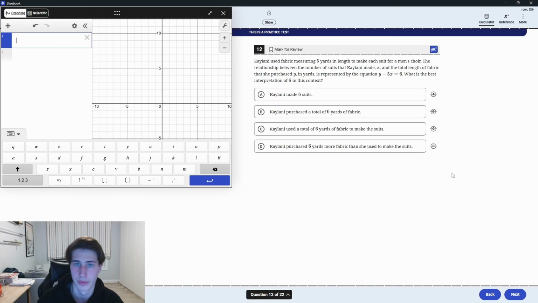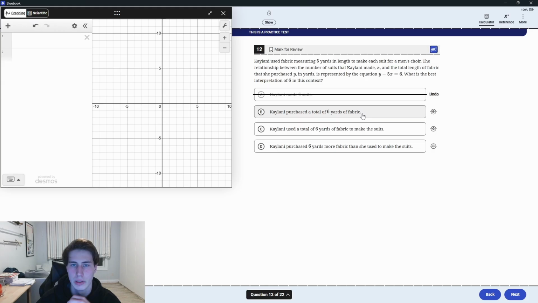So let's see. Kaylani made 6 suits. That doesn't make sense because x is how many suits she made, and 5 goes here, not 6. So that one is not correct. Kaylani purchased a total of 6 yards of fabric. That's not possible either, because if each suit takes 5 yards, then you can't make 1.2 of a suit, or 0.2 of a suit, which is only using 1 yard, so that one doesn't really make sense.